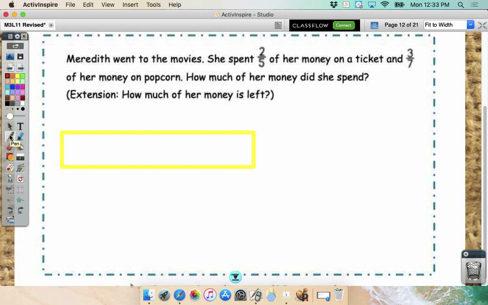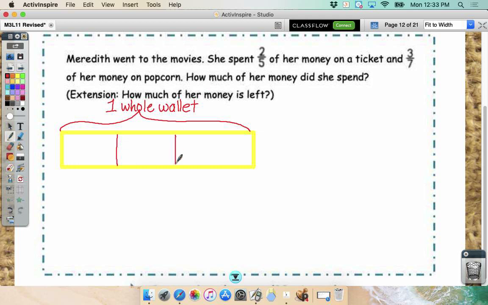Okay. So if Meredith went to the movies, she had some money when she left her house, right? And this isn't about a money amount, it's just the amount of money she took with her, which was all of it. Okay? So I'm going to say 1 whole wallet full of money, but I'm just going to call it 1 whole wallet. Got that? Okay? And what did she buy?